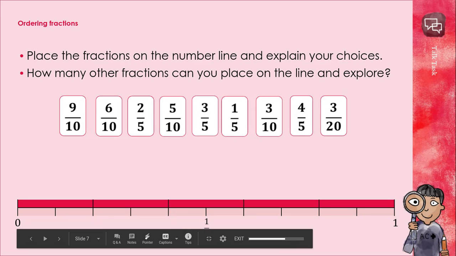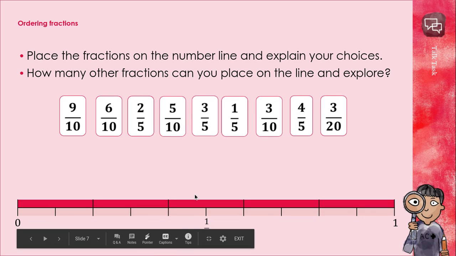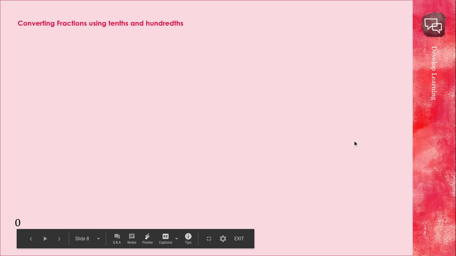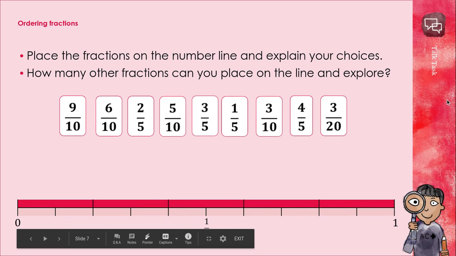Here is a task for you to do then. Now, you don't have to do all of this task. You might want to just pick one or two, or just discuss with the person next to you how you can put some of these on this number line. Now, you will see that my number line begins at 0, starts at 1, and I have popped a half on here just to make it easier for you.